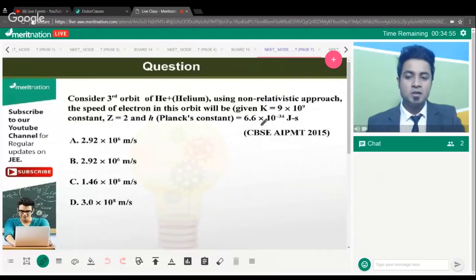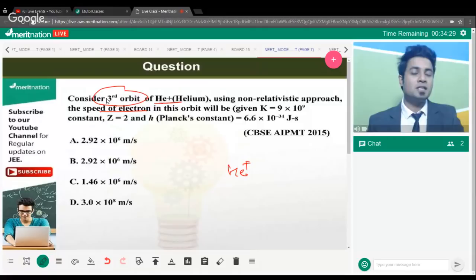We do have a helium atom, okay, a helium plus ion, in fact. Using the non-relativistic approach, you have to calculate the speed of the electron. And how would you do this? We have a helium plus ion, in the third orbit. If you calculate the energy for the third orbit, and you just put it equal to the kinetic energy of that particular orbit, it will be done.